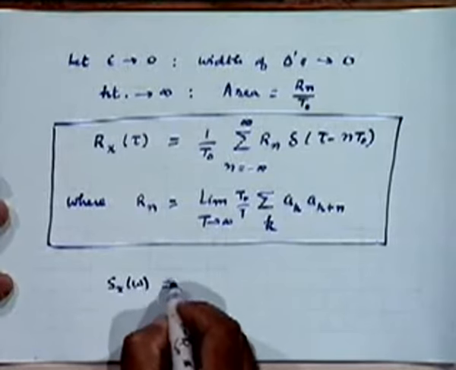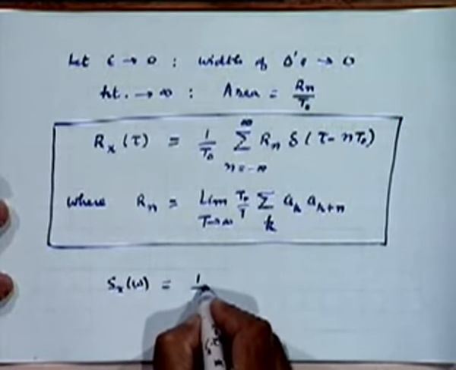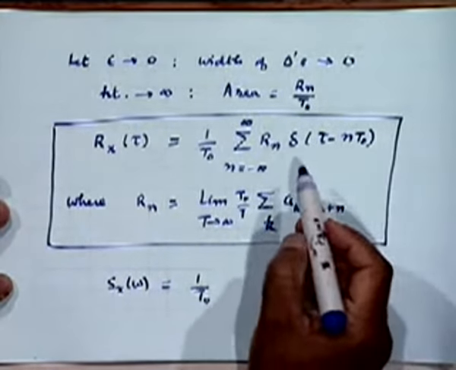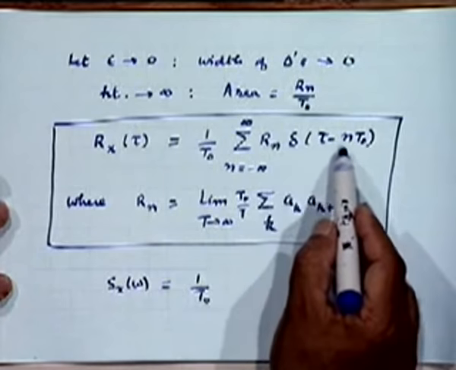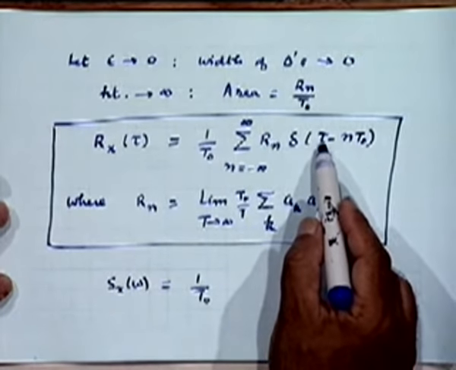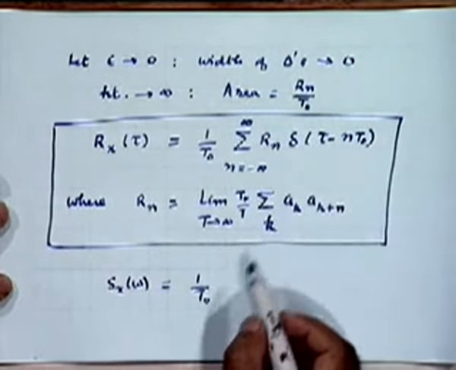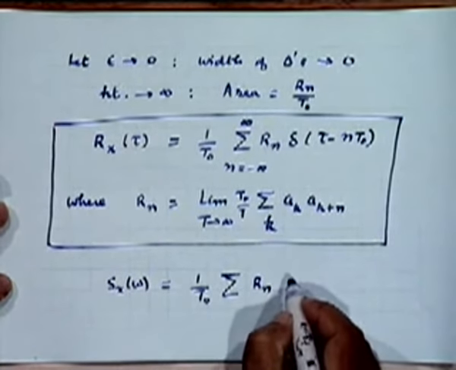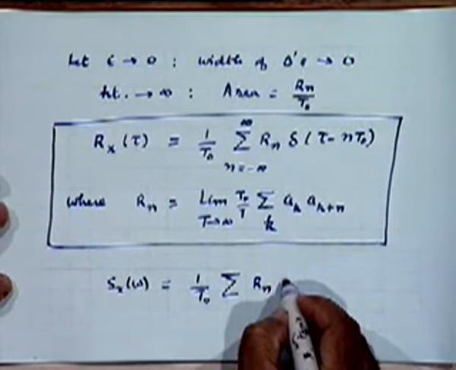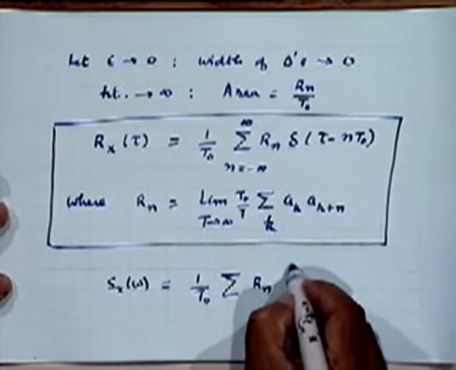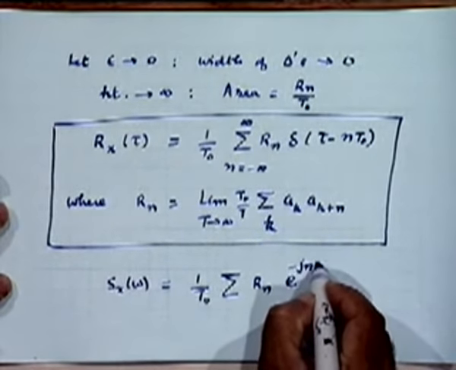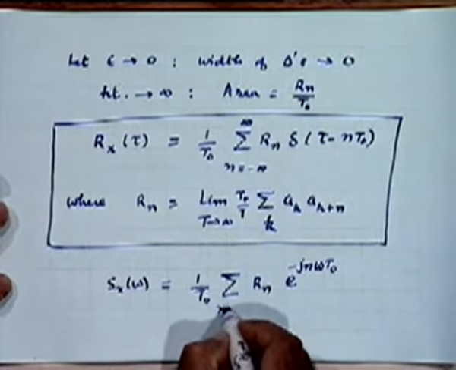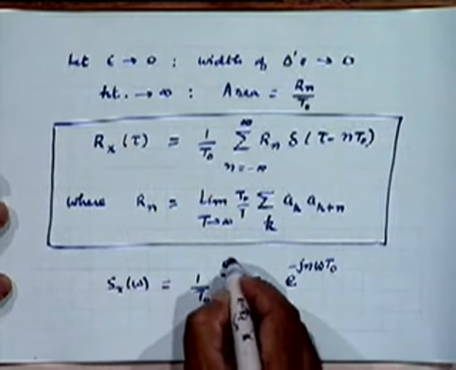S sub x of omega will be equal to, very easy, isn't it? The Fourier transform of an impulse function located at nT0 with a strength R sub n will be given by e to the power minus j n omega T0, n going from minus infinity to plus infinity.